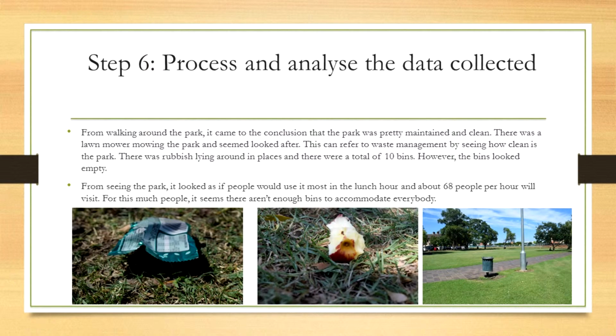Step 6. Process and analyze the data collected. From walking around the park, I came to the conclusion that the park was pretty maintained and clean. There was a lawnmower mowing the park and it seems pretty looked after for what it is. This can refer to waste management by seeing how clean the park is. However, there was rubbish lying around in places and there were a total of 10 bins. And the bins looked empty as people prefer to drop rubbish around, unfortunately.